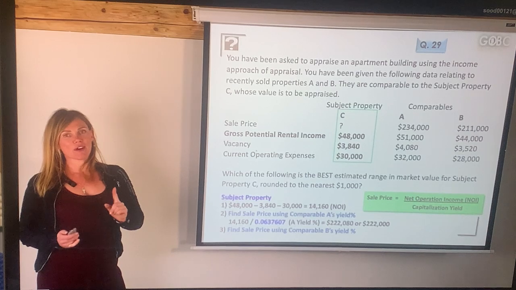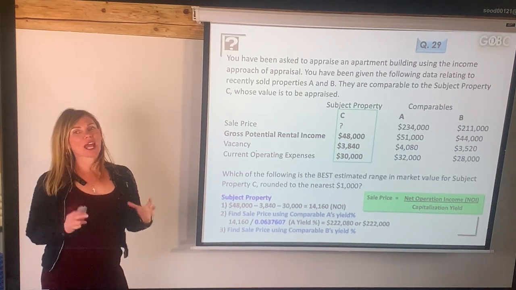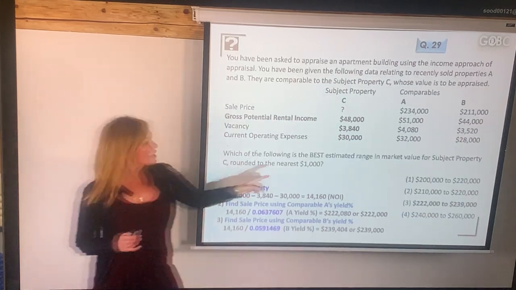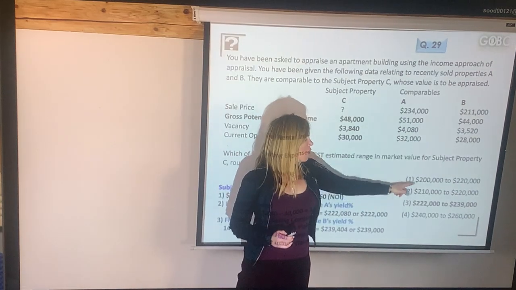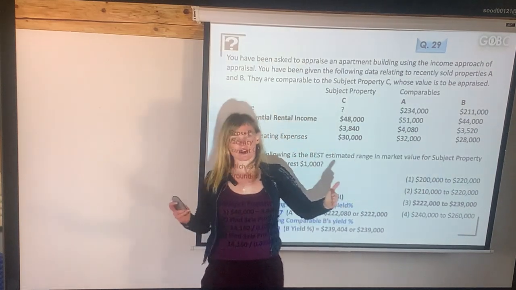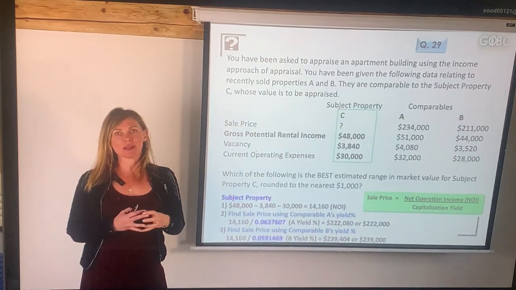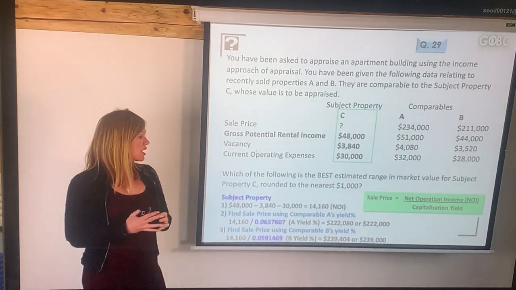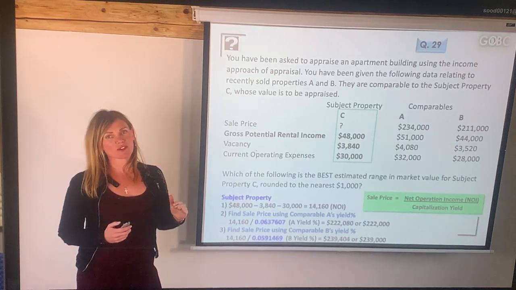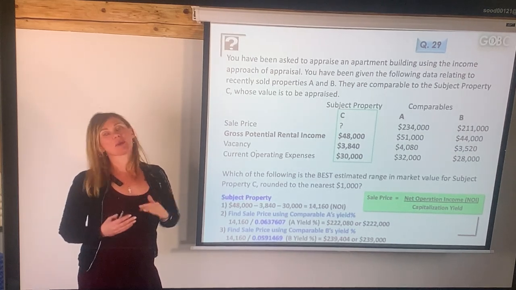Now, if in the question they give you only one answer, right? In this question, if I show you, the answers look like this. They give you the range in here. So if they give you only one answer, then you want to combine those yields from property A and B, divided by 2, and that will be your capitalization rate. But in this case, they want it for every single property. So I'm not going to add them together. I'm going to find it for each.